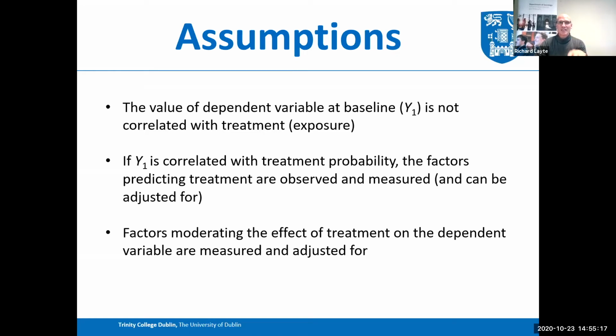If your dependent variable is correlated with the treatment probability, you're also making the assumption that the factors predicting treatment are observed and measured, right? So that you can then adjust for them. You can put in some set of variables, some set of adjusters, on the right-hand side of the equation to be able to take account of the selection process. So that's a big assumption, but nonetheless, it's one that can be tested.